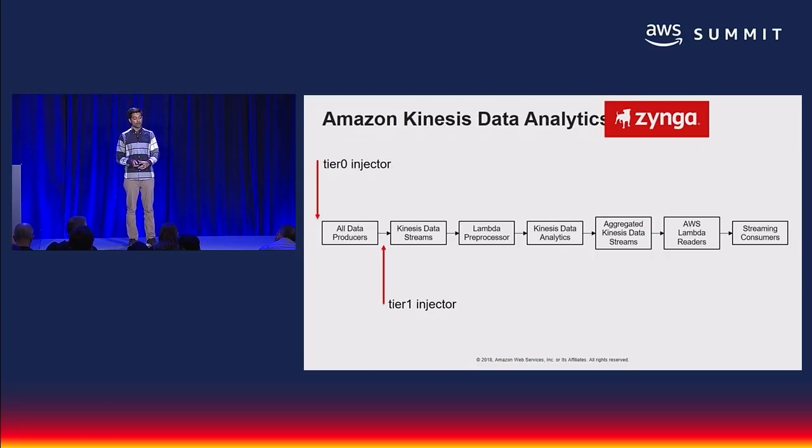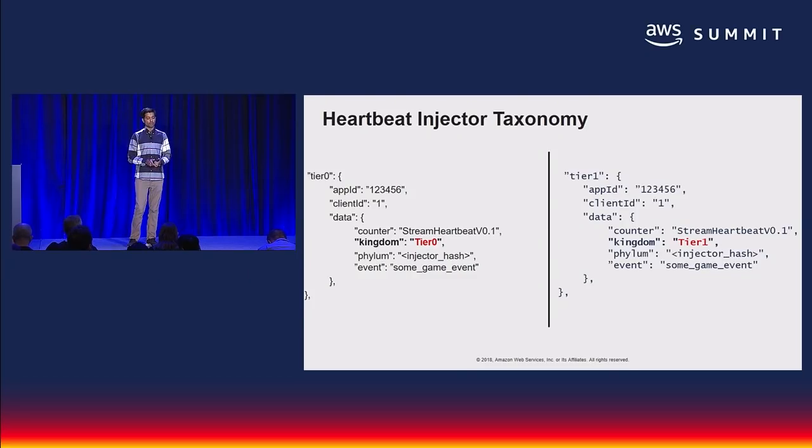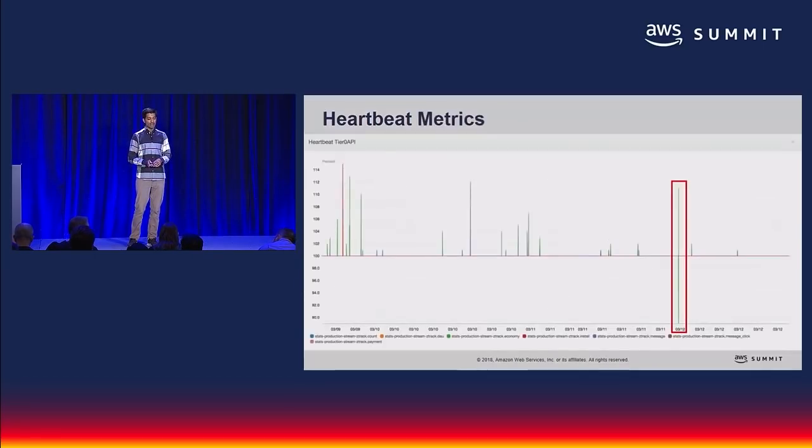And I'll talk about why that was important when I show you the metrics that we actually collected. But the taxonomy that each of these injectors generates is slightly different, because we needed to be able to compare the output between those 2 injectors later on. So what you see there is the kingdom is set to tier 0 for the tier 0 injector and tier 1 for the tier 1 injector. So here's an actual CloudWatch metric graph for these injectors.